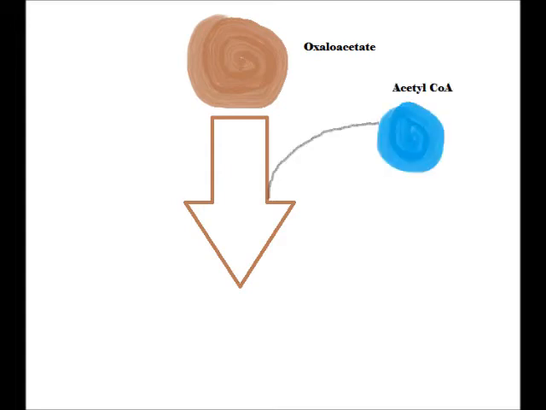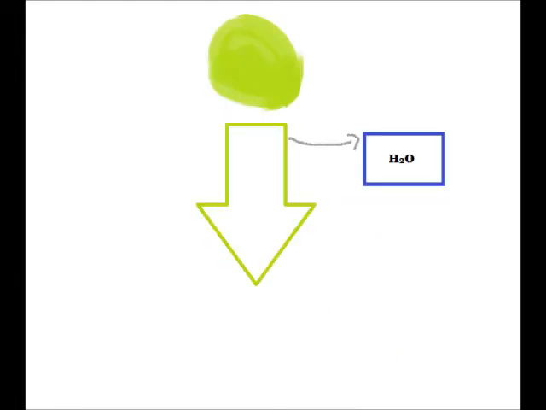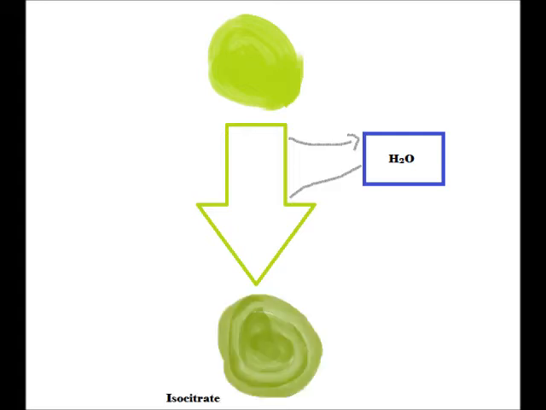And the acetyl-CoA will go in, and then CoA-SH will go out. And you'll end up with citrate, which, citric acid cycle, citrate, see where that ties in? So citrate will release a water, but then the water will go back in. And this is to convert citrate into its isomer, isocitrate.